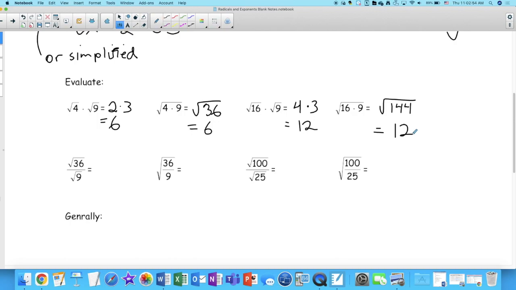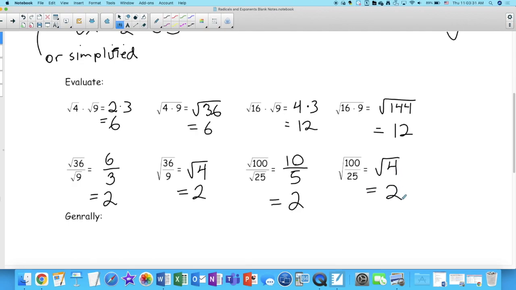All right. Okay. Here we're going to divide a couple of radicals. So the square root of 36, 6, over the square root of 9, 3. 6 over 3 is 2. And here we have to divide 36 by 9 first. So 36 divided by 9? 4. Square root of 4, rather. And that's 2. Okay? And then finally, these last two, the square root of 100, 10, over the square root of 25, 5. And that's 10 over 5 is 2 as well. And then what's 100 divided by 25? 4. So this is the square root of 4, which, surprise, surprise, is also 2.